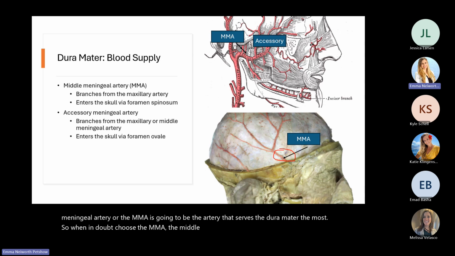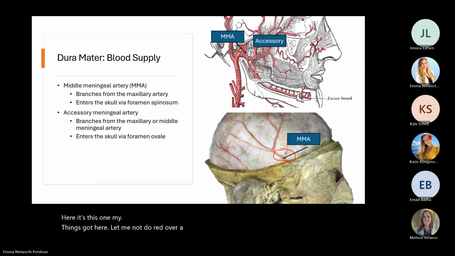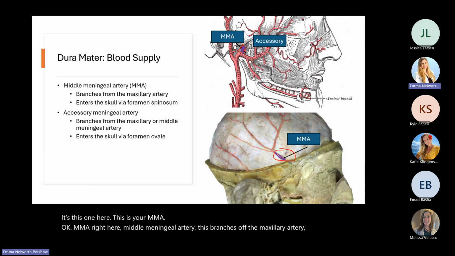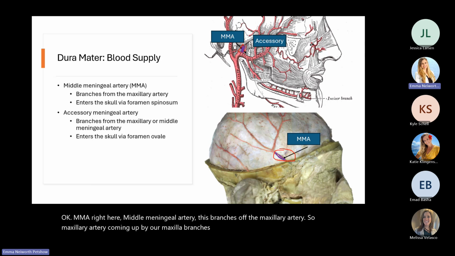Okay, it's also pointed out here. Let me not do red over a red artery, that's unhelpful. It's this one here. This is your MMA, the middle meningeal artery. This branches off the maxillary artery. So the maxillary artery comes up by our maxilla, branches off, creates the middle meningeal artery, and goes into the skull via the foramen spinosum. High yield, right? An artery traveling through a bony hole in the skull. Awesome, NPLEX, right? So the MMA comes from our maxillary artery, goes through the foramen spinosum, and serves our dura mater.